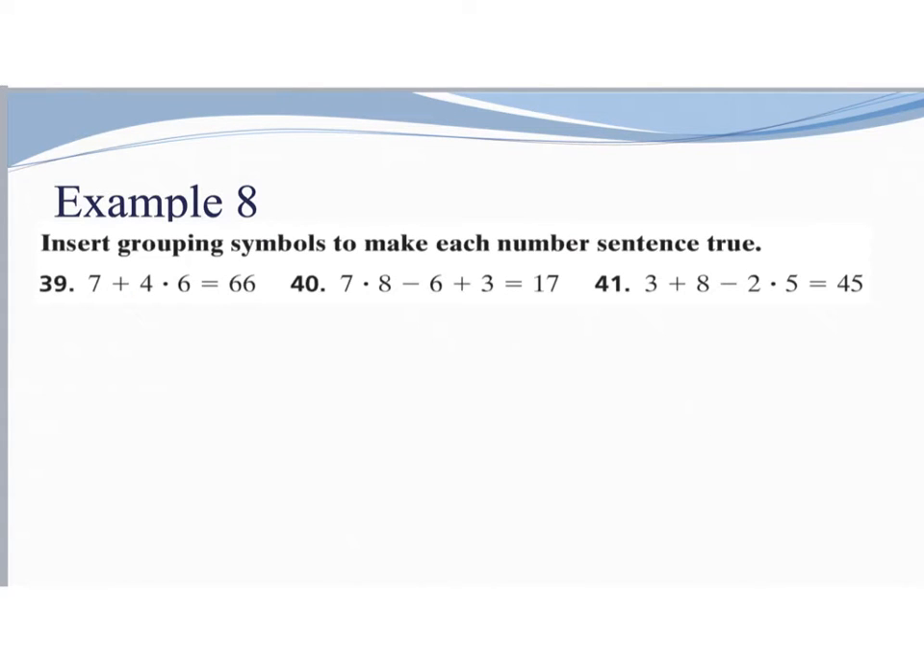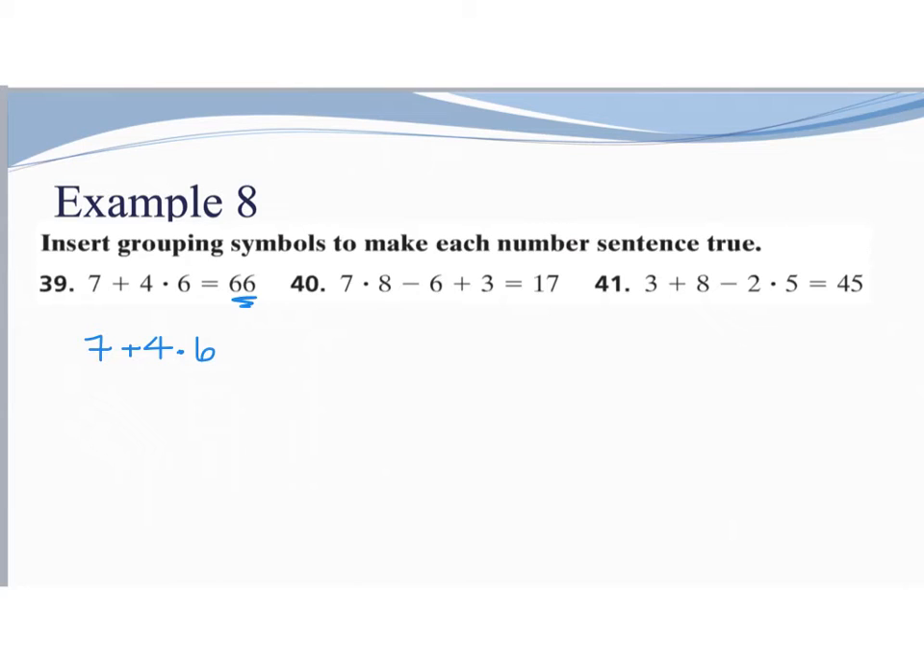Now for my last example, example 8 says to insert grouping symbols to make each number sentence true. What we're doing is putting in at least one set, maybe more, of parentheses to try to come up with the end result, or what the equation is equal to. If I look at number 39, I have 7 plus 4 times 6, and I want this whole thing to end up equaling 66. So I'm going to try to figure out where I can put a set of parentheses to get an answer of 66.